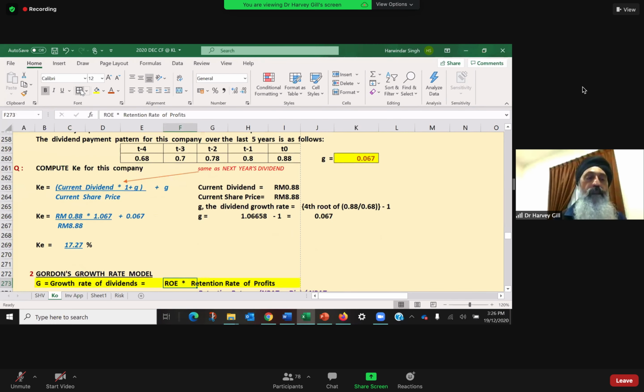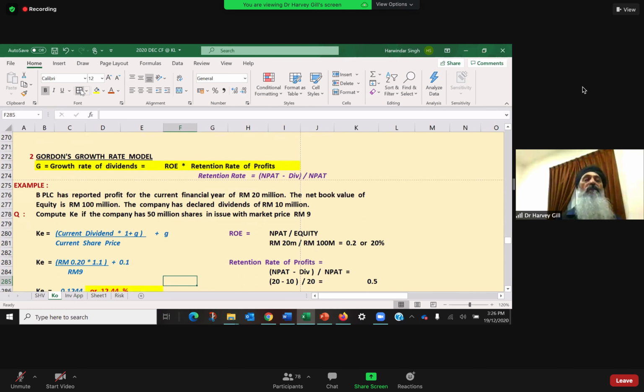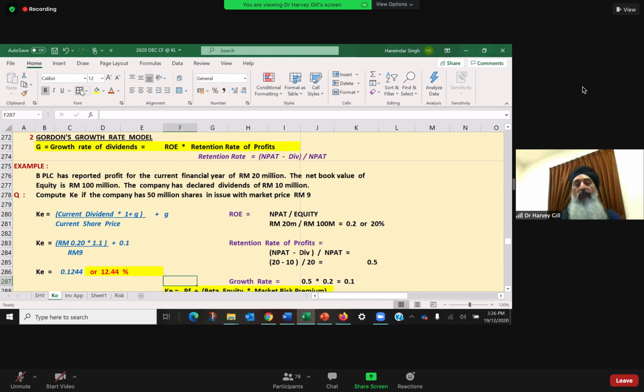Okay, good. So that's KE. This is one growth rate model. The other growth rate model is Gordon's growth rate model. You'll remember yesterday evening, I talked to you about sustainable growth rate. The sustainable growth rate formula is actually based on Gordon's growth rate model.